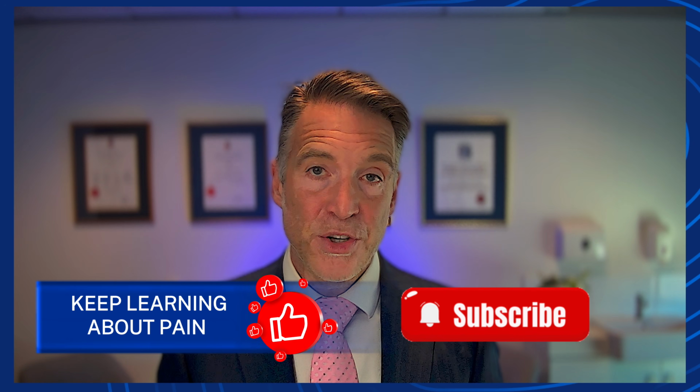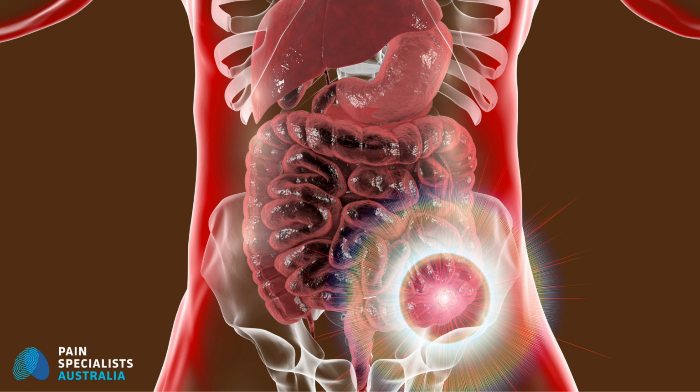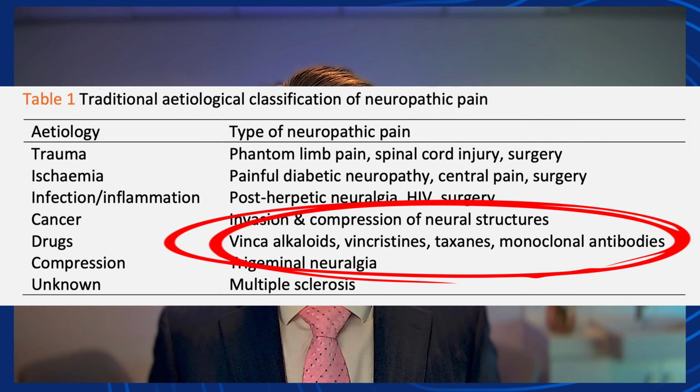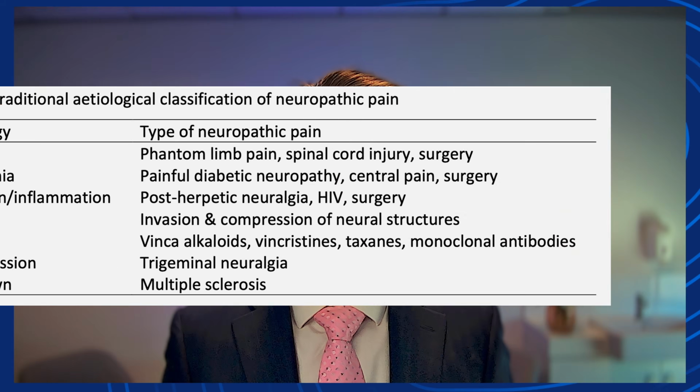Some people with cancer can get neuropathic pain because of the cancer itself, compressing nerves, compressing parts of the body that trigger pain. Sometimes it's the treatment of the cancer, which involves radiotherapy or chemotherapy. So drugs are a big cause of peripheral neuropathy as well. Certain types of cancer therapies can trigger peripheral neuropathic pain, and that's called peripheral neuropathy. The vinca alkaloids, the vincristines, the taxanes, the monoclonal antibodies, the list of medications is unfortunately long that can trigger neuropathic pain as a complication of treating a cancer.